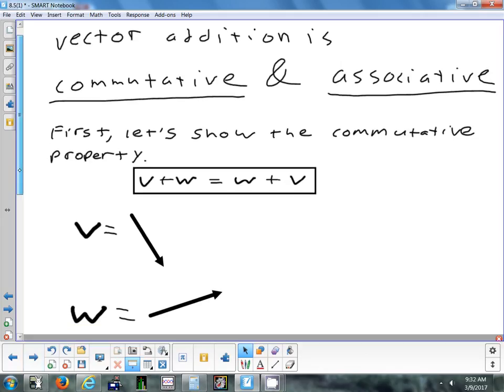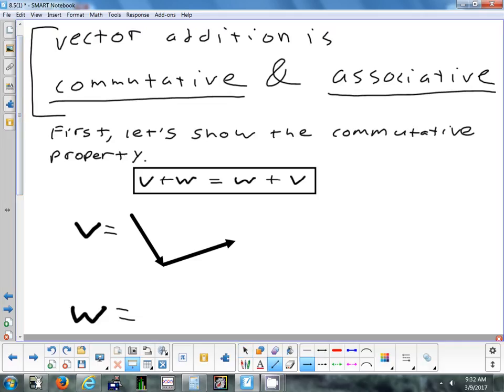All right, so we're going to take a look at how vector addition is commutative and associative. Basically, if you write this down, that's all you really need, because it's kind of hard to show in your notebook what I'm about to show on the smartboard. So I'm going to take V plus W, and then I'm going to switch it and do W plus V, and show you I get the same thing. So here's V. I'm going to add W onto the end of it, just like that. So now, that line that I just made, that is V plus W.